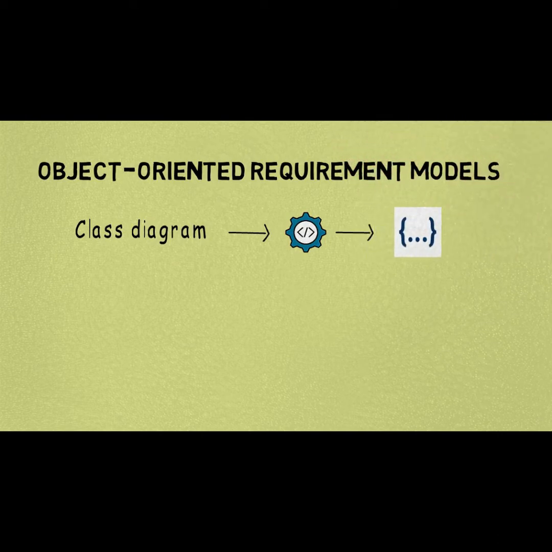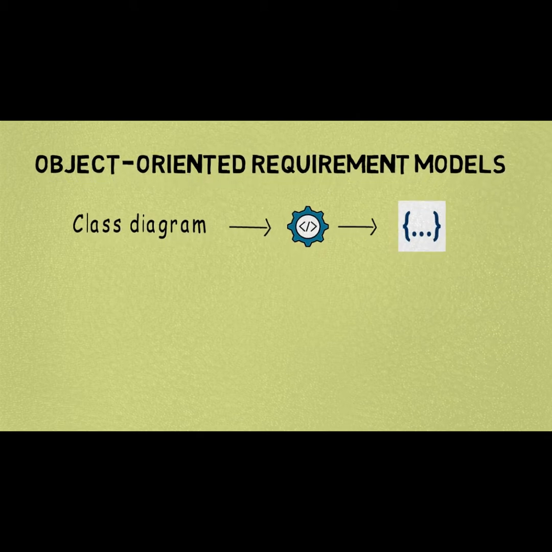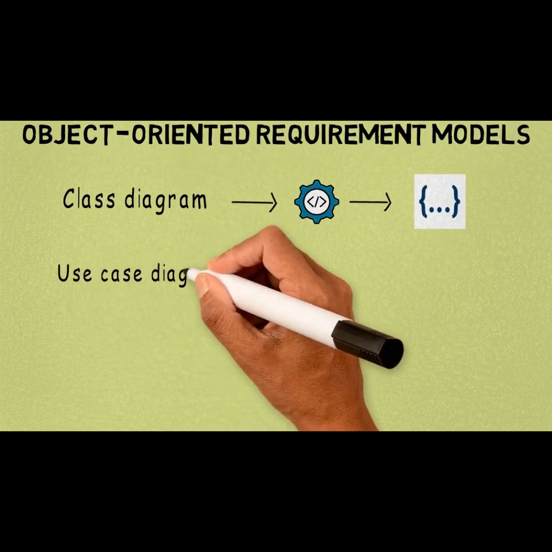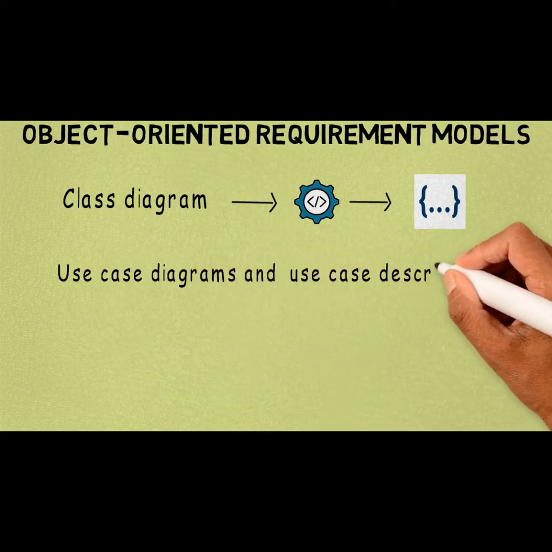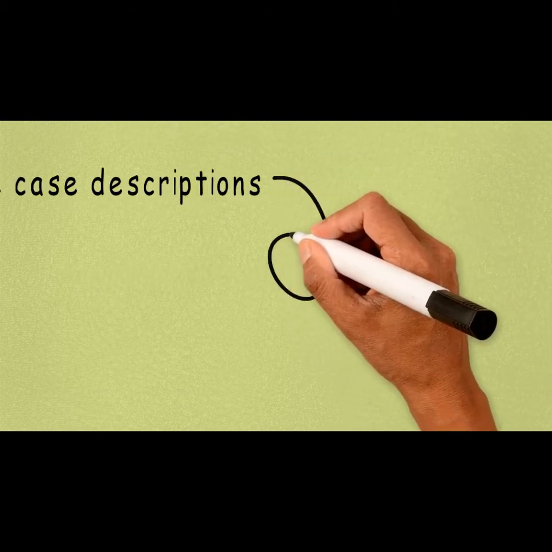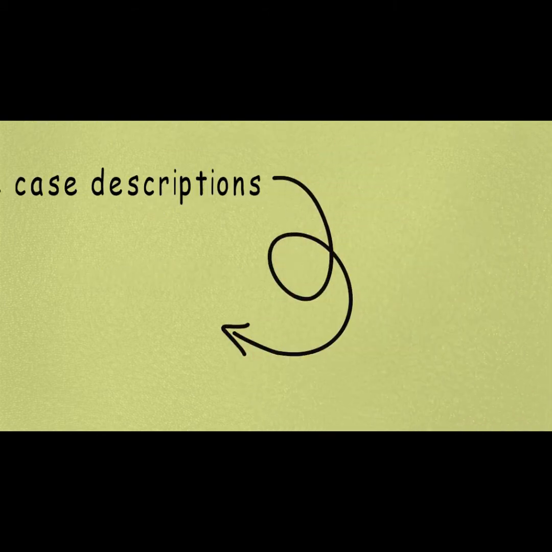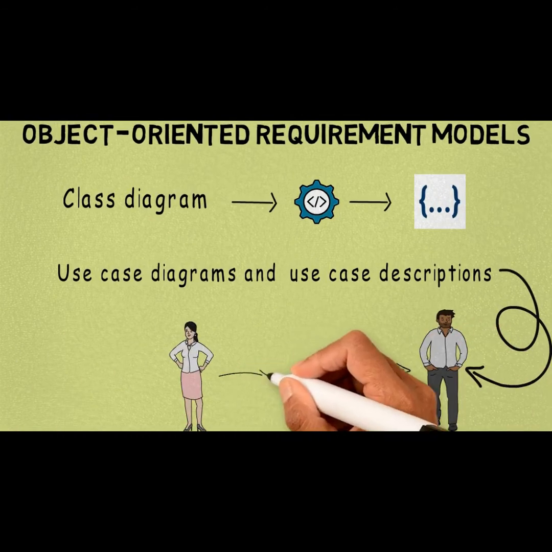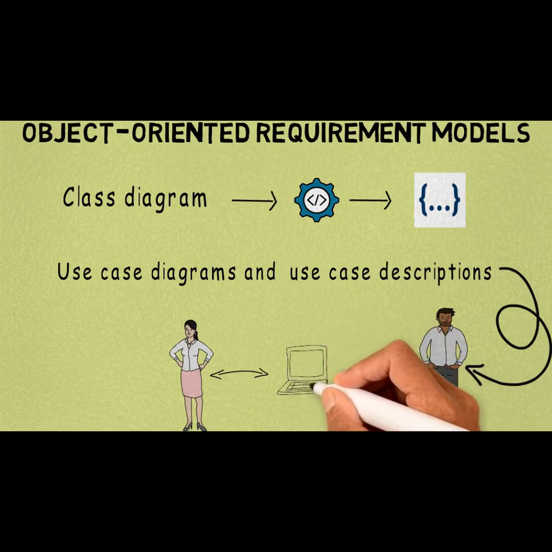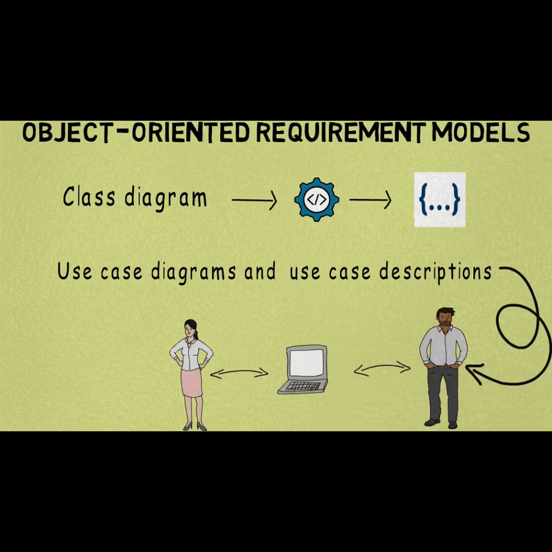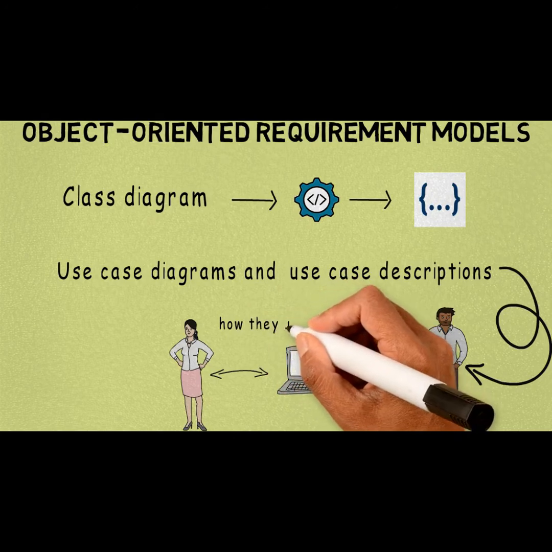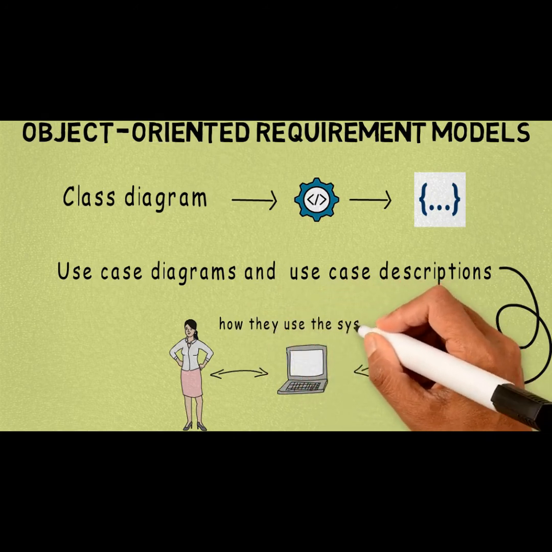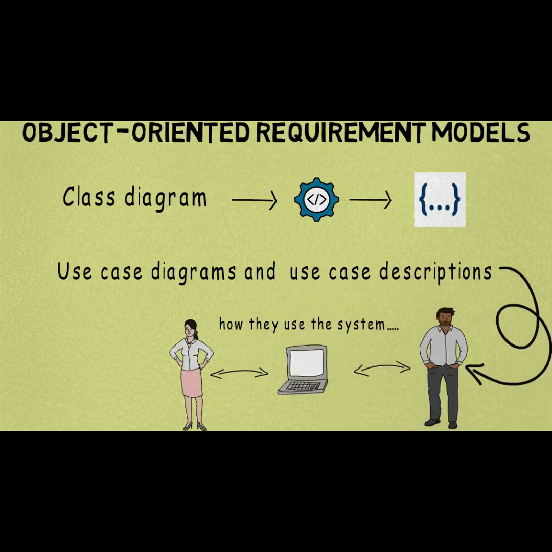Next we have the models called use case diagram and use case description. The use case diagram identifies the actors and their use cases, basically their goals. The use case description includes details of the use cases and how the actor uses the system.